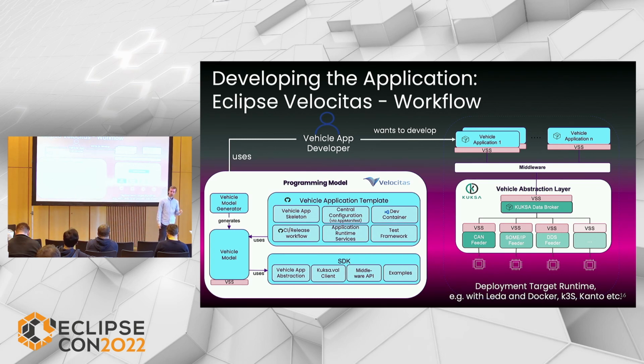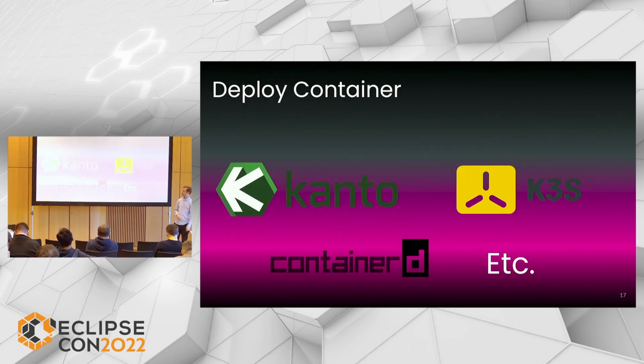But again, now we have a container, still a container, or maybe two containers. How do we actually get them to the vehicle or to the car? Because we really want to get our application into the field. I'm not saying production, but at least into the field. So the question is, how do I actually deploy my container? And as always in IT, there are a lot of different options depending on your circumstances.